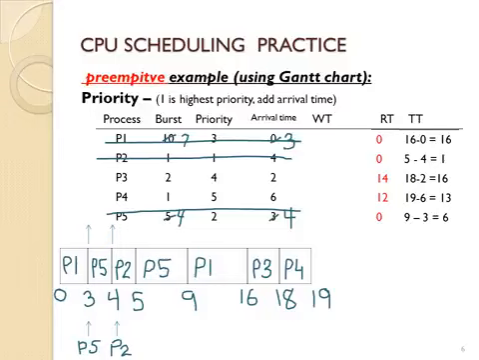So P1 finished at time 16, arrived at time 0, so P1's turnaround time is 16. P2's turnaround time is 1. P3 finished at 18, arrived at 2, so P3's turnaround time is 16. P4's turnaround time is 13, and P5's turnaround time is 6.